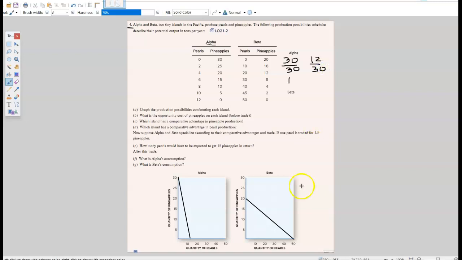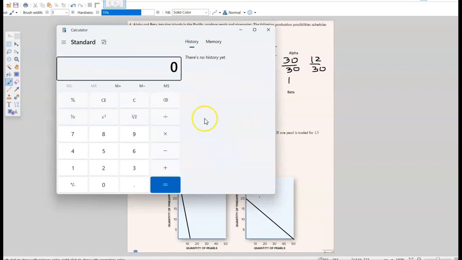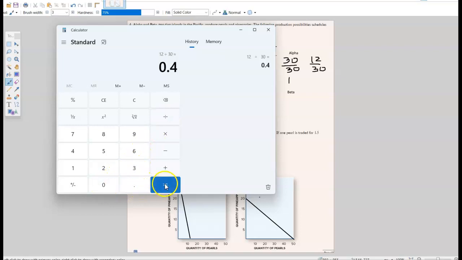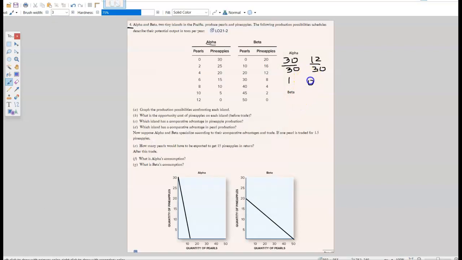Now let's get the handy calculator out. And so this 12 divided by 30, that's 0.4. Now what this is saying is, when alpha produces 1 pineapple, it has to give up 0.4 pearls.